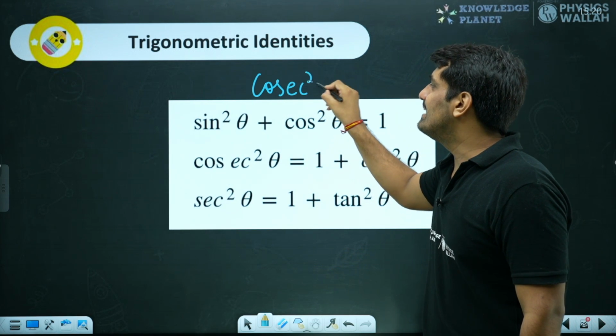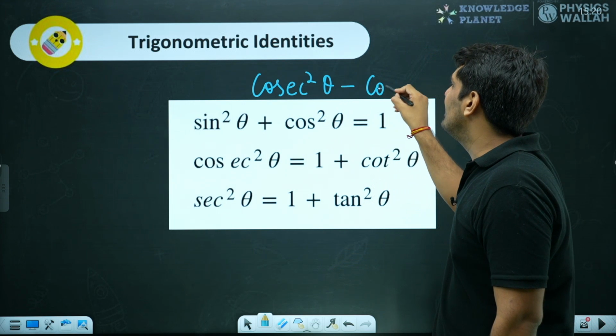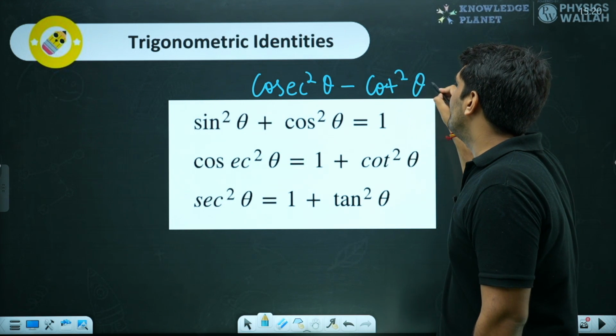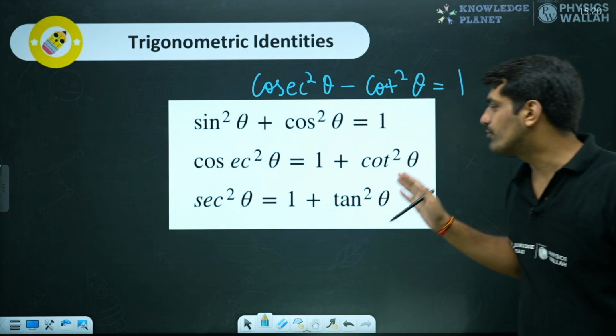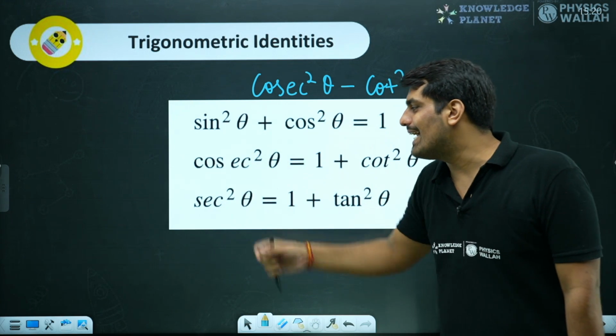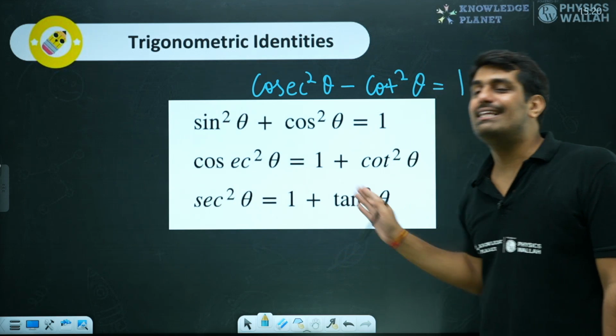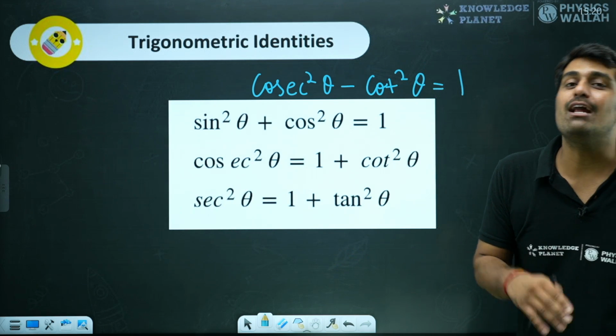If the identity is written in this form, don't get confused by what is written. It is the same as this. You have just transferred cot square theta to the other side. You can do the same for sec square theta. So the identity remains the same. They are not anything new.